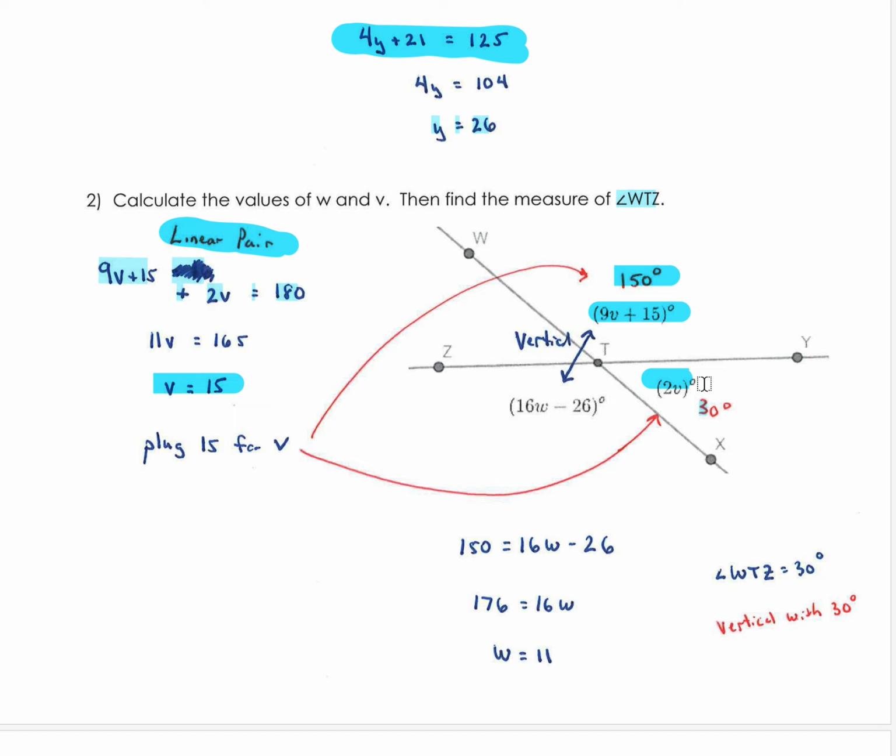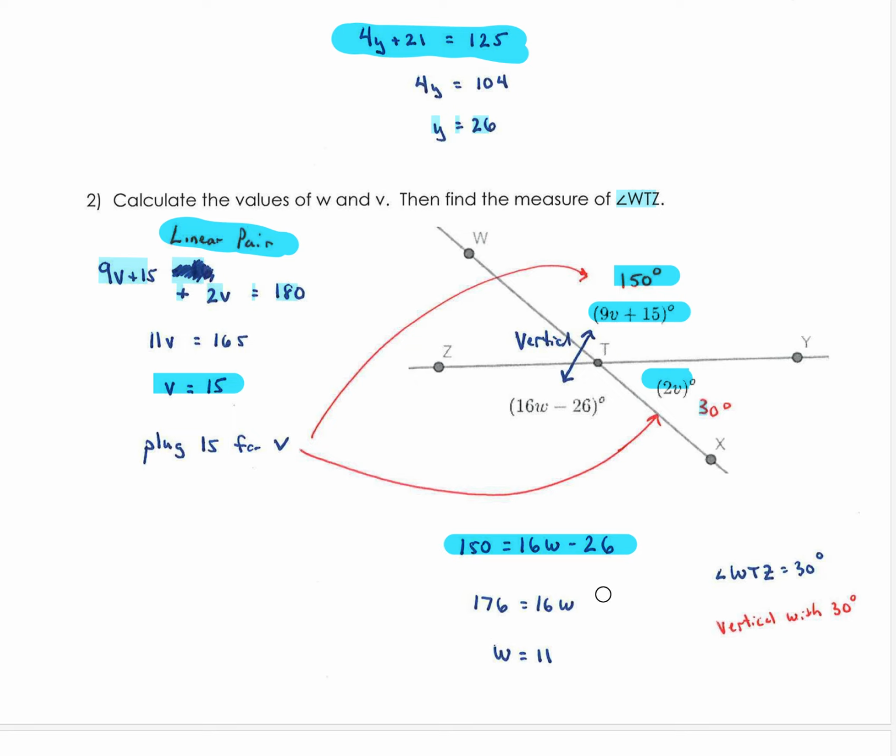That even makes sense. Now, how would we find this angle? Well, how are these two angles related? These two angles are vertical. They're congruent, which means if this angle is 150, this angle has to be 150, which lets me write this equation. This angle equals 150, and then I solve and I get w.